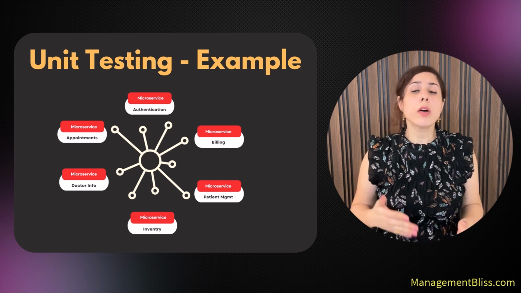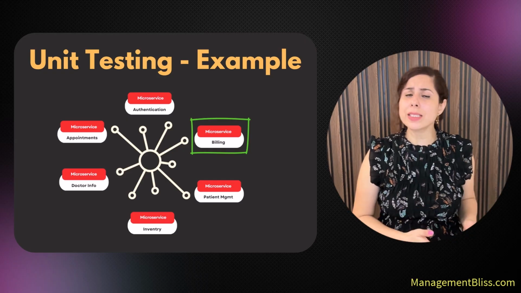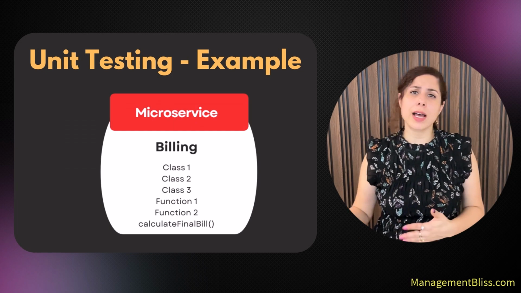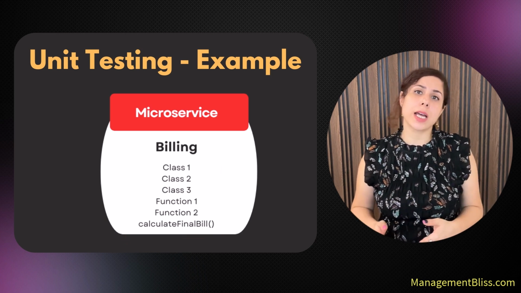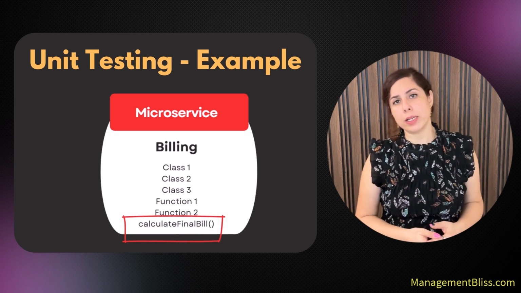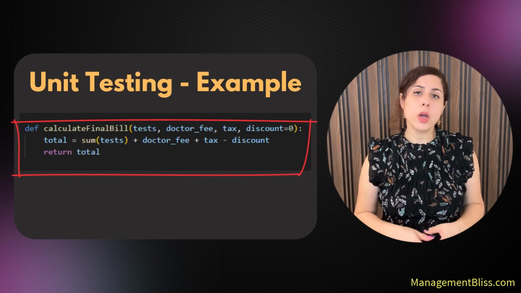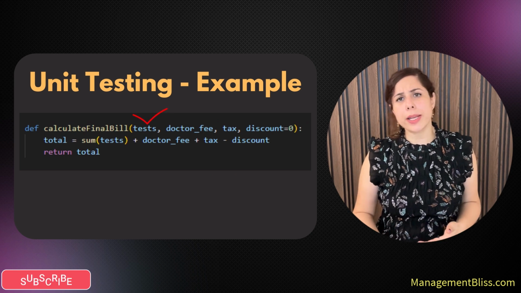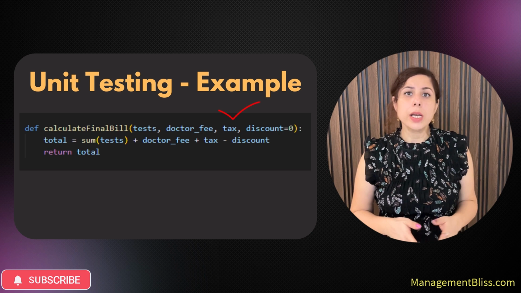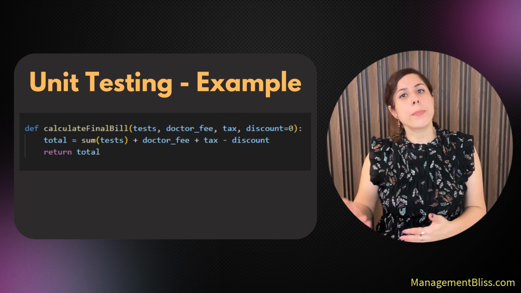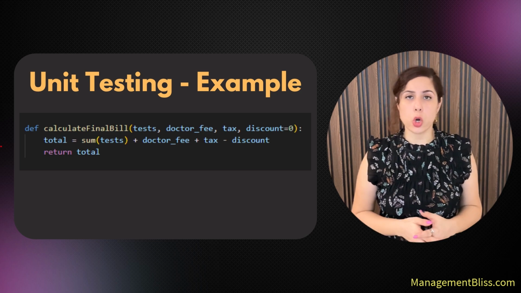Now suppose one of your microservices is responsible for billing. In this service, you will have various classes or functions that handle different tasks. One such task is the calculation of the final bill. Suppose there's a function calculate final bill which takes into account different medical tests, doctor fees, taxes and discounts. This function accepts patient billing details as the input and calculates the final bill accordingly.